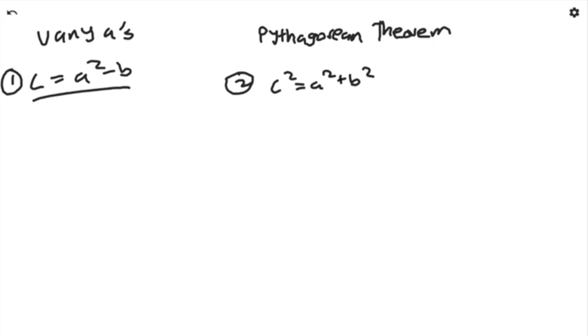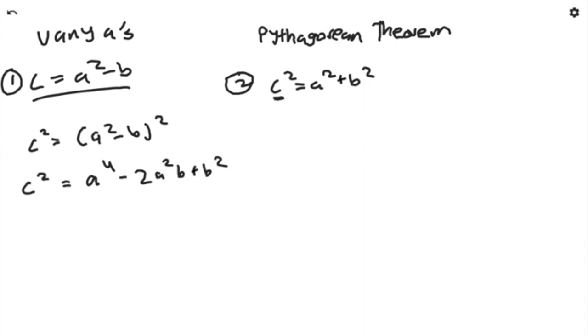Let's look at Vanya's equation first. So we know that the Pythagorean theorem has a c squared. So what can we do to Vanya's equation to maybe get a c squared? Let's square both sides of it. So we know that c squared is equal to (a squared minus b) whole squared. So now let's solve the right-hand side of this. (a squared minus b) whole squared is a to the 4th minus 2a squared b plus b squared. And that is equal to c squared.